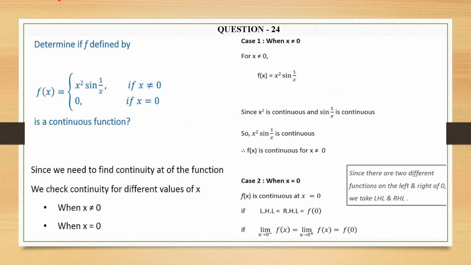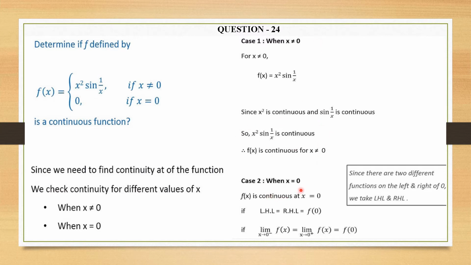Okay. Again, a very important question: f of x is x square sine 1 upon x, for x not equal to 0, and 0 if x equal to 0. So we need to find the continuity of the function. We have to check the continuity for different values of x, when x is not equal to 0 and when x equal to 0. So when x is not equal to 0, your function is x square sine 1 upon x. You can see it is the product of two continuous functions. As x square is a quadratic polynomial, it is continuous everywhere. Sine 1 upon x, again a sine function, is continuous. So it is always continuous for x not equal to 0.